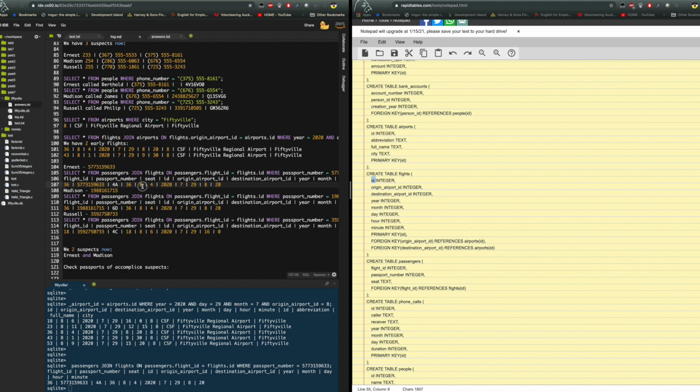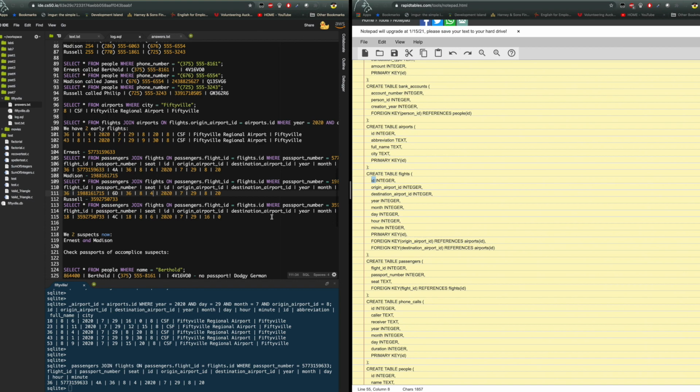From airport 8 to airport 4. Madison did the same, so he or she left at 8:20 from the same city to the same airport. And Russell bought, I think, 3 tickets.